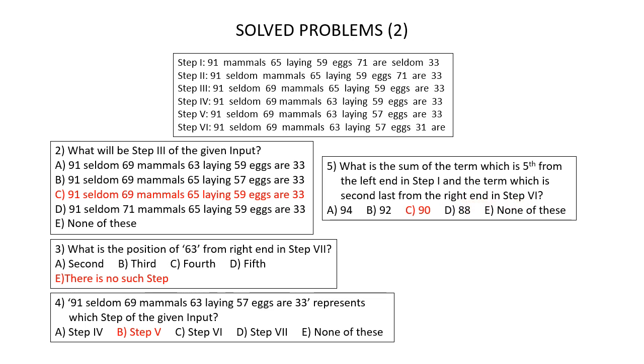So you have step 1 here and fifth from the left end is 1, 2, 3, 4, 5. So 59 is the term which is fifth from the left end in step 1. And the term which is second last from the right end in step 6 is 1, 2. Second last term from the right end in step 6 is 31. So 59 plus 31 is 90. So the correct answer is option C, 90.